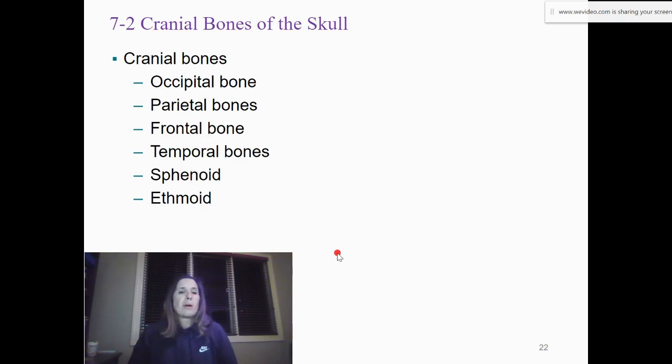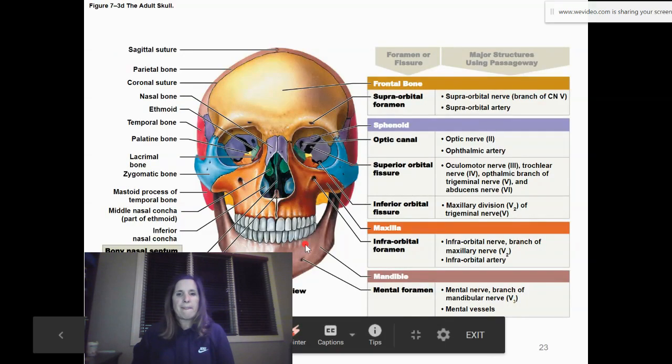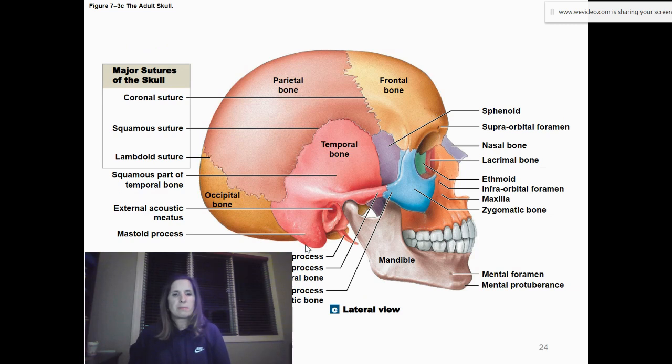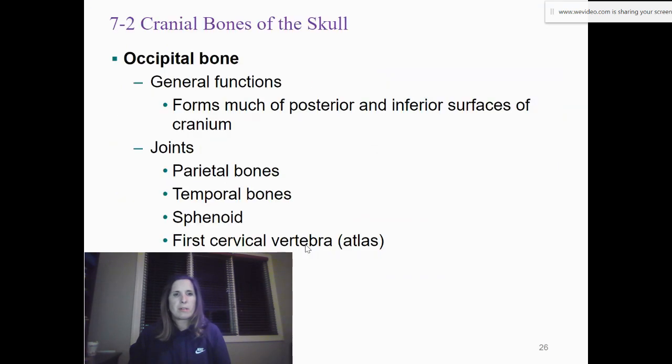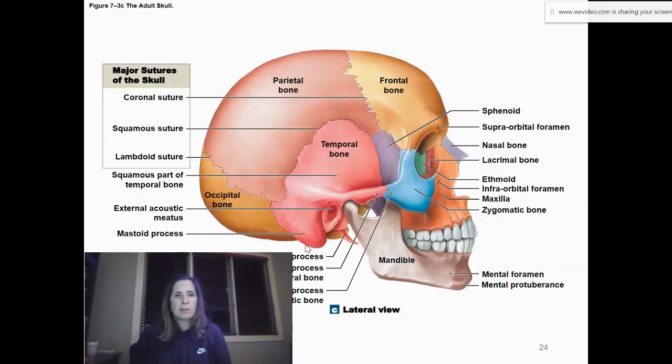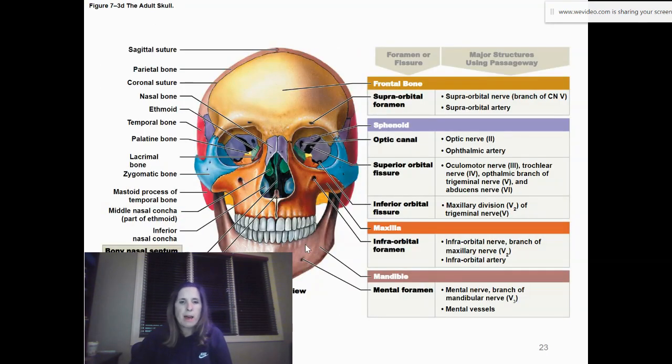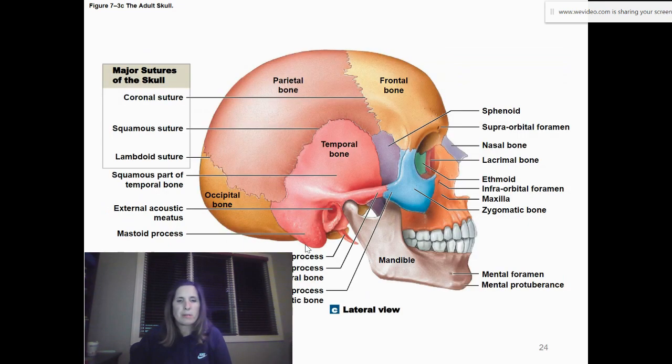Okay, I touched on these cranial bones. We're gonna go a little bit further. I'm going to keep going. Actually, let me go back. I'm sorry. I want to go to your occipital bone.